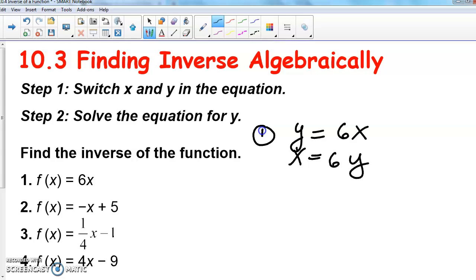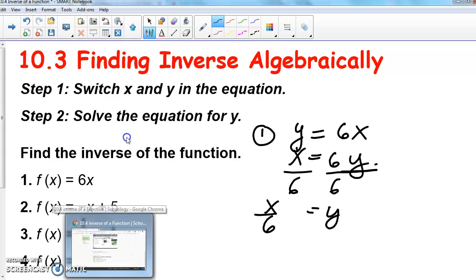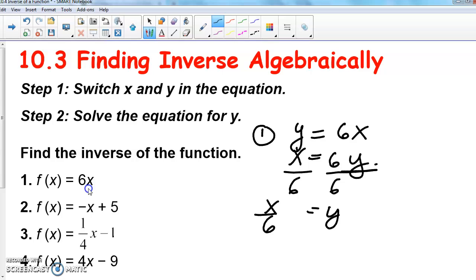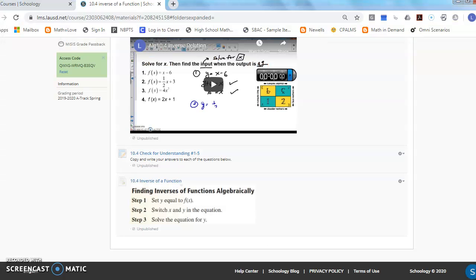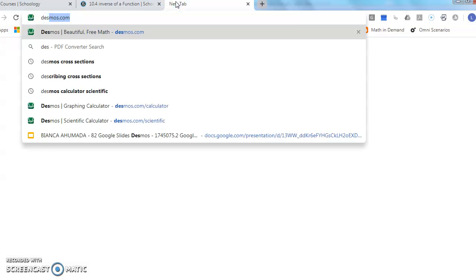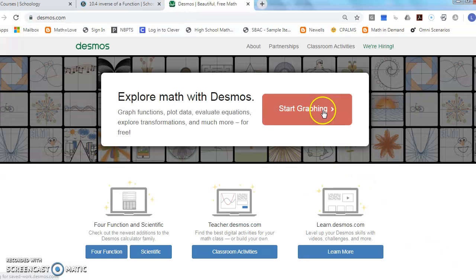And then after that, we're going to solve the equation for y. So in other words, you have to isolate the y by itself. Since we want to get the y by itself, we will divide both sides by 6. So then we will get y is equal to x over 6. Now, I want us to look at the graphs of these two functions, y equals 6x and y equals x over 6. So let's go to Desmos and see what happens.